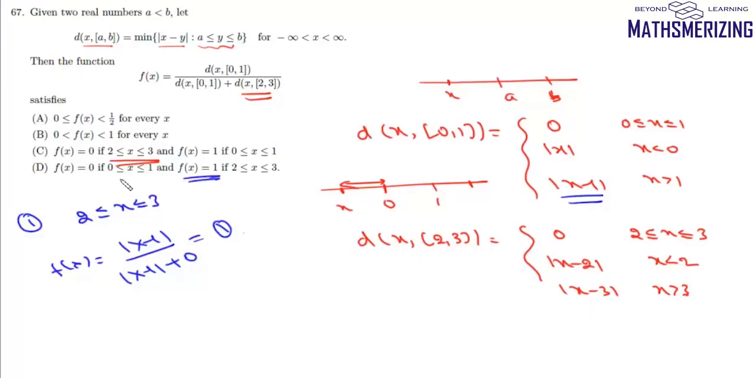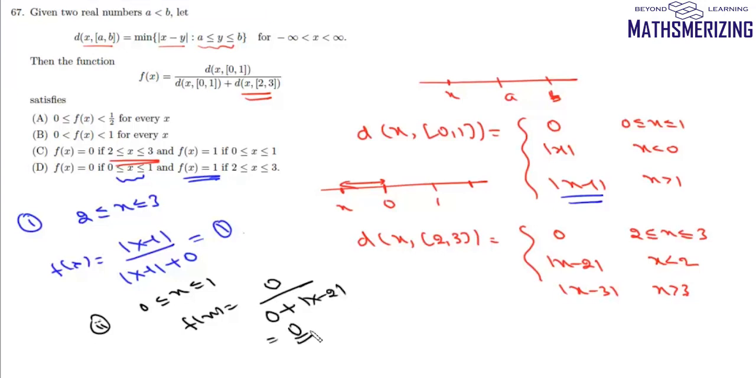Now what about the interval when x lies between 0 and 1? When x lies between 0 and 1, then we can write f(x) as 0 upon 0 plus, and this x will be mod of x minus 2.